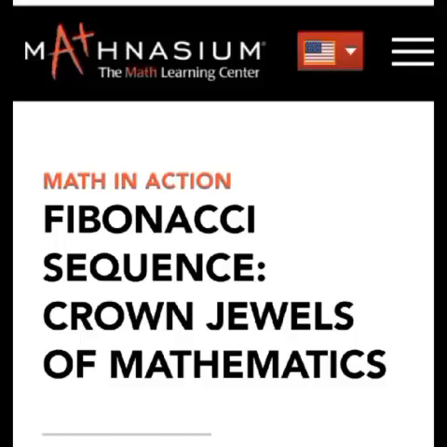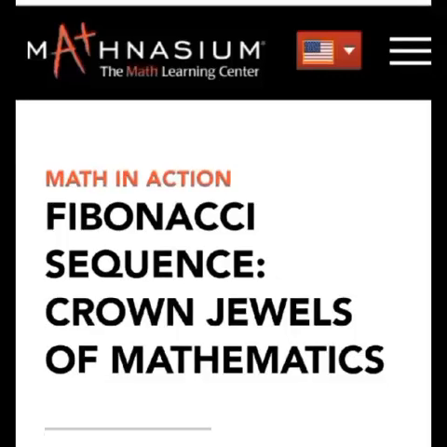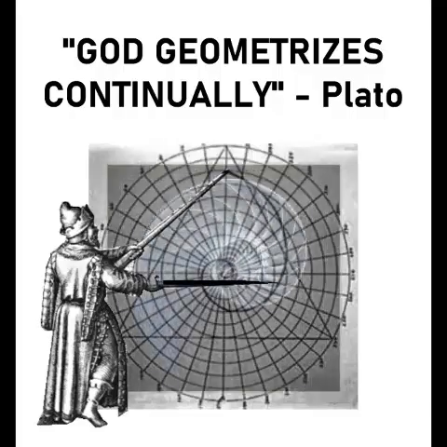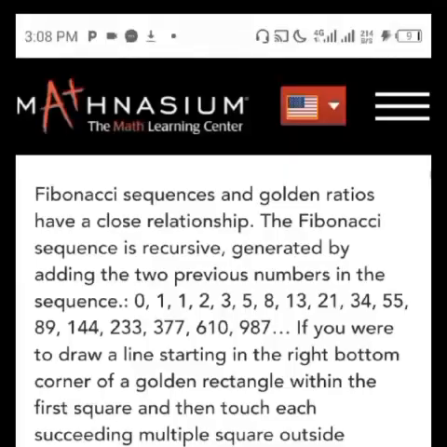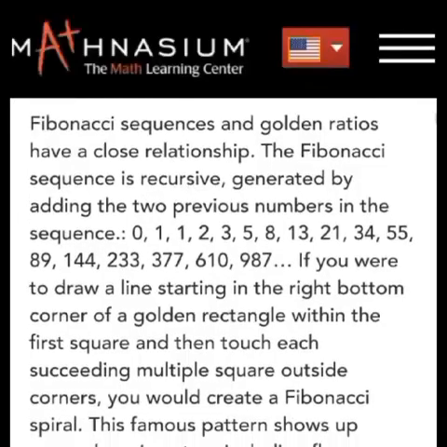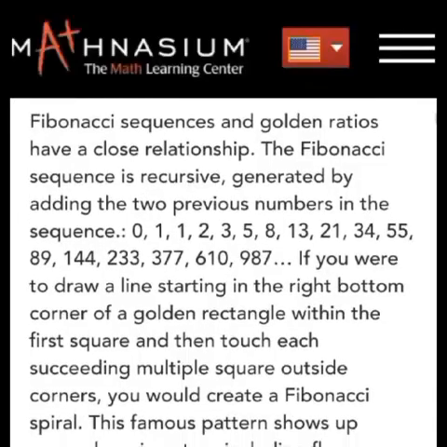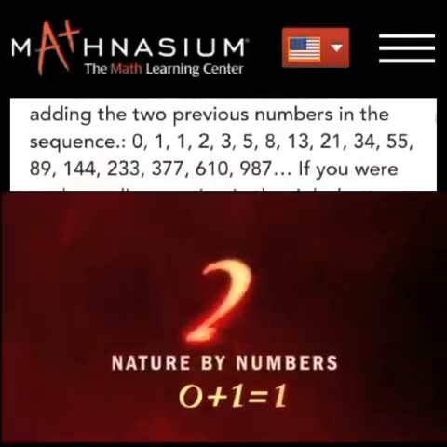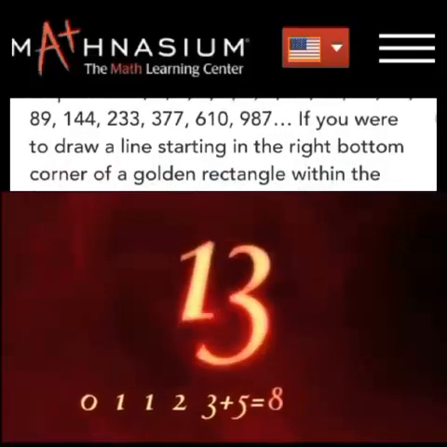Now, according to this article on mathnasium.com, the Fibonacci sequence is the crown jewel of mathematics. And as I said earlier, God geometrized, and everything in the world is created according to mathematical precision. The Fibonacci sequence and the golden ratio have a close relationship. The Fibonacci sequence is recursive, that is, generated by adding the last two previous numbers in the sequence, starting from 0, 1, 1, 2, 3, 5, 8, 13, and so forth.